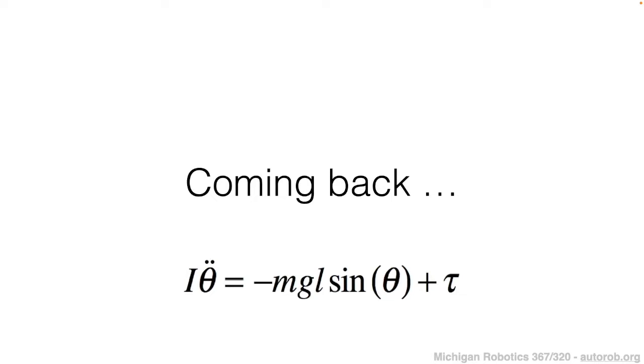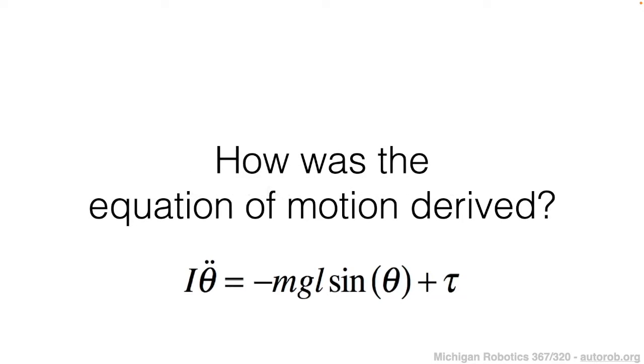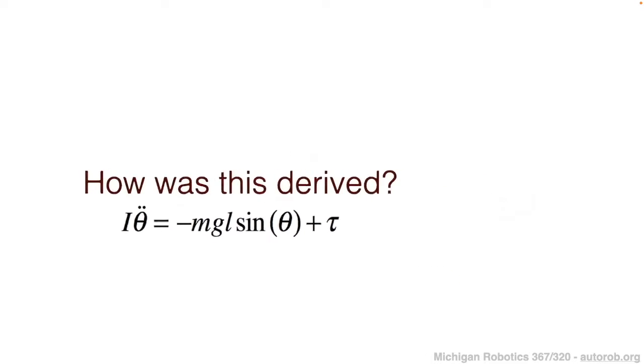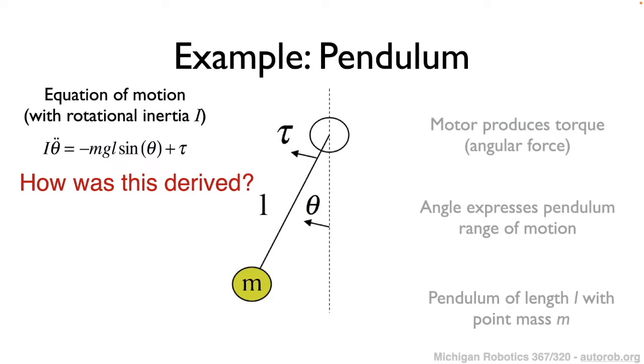So if we come back to the double pendulum and the equation of motion for the double pendulum, we had this question before we went and reviewed some of the calculus, which was basically, how was this equation of motion actually derived? Let's go back to our pendulum diagram and look at this equation of motion.